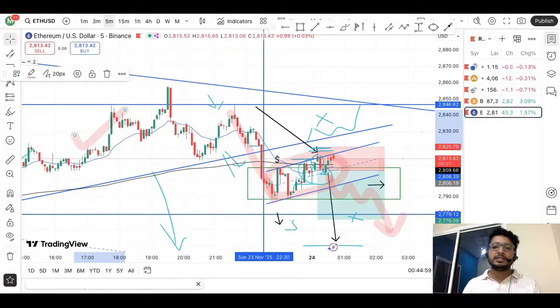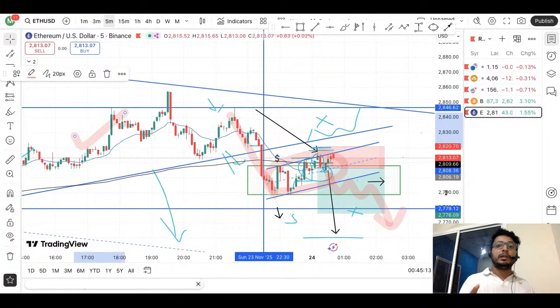It's mostly waiting. We need to wait patiently for our setup to form. Whenever our setup forms, we jump into the trade. But we should not expect that whenever we enter, the trade will immediately hit our target. No, that is less likely to happen. Still, we need to have patience.